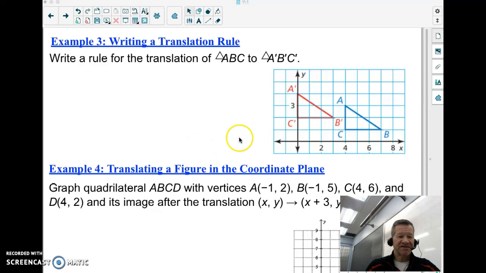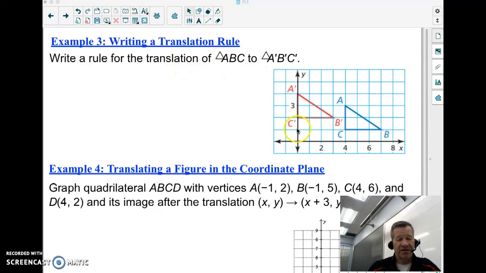All right, I know everybody's excited for example 3 here, writing a translation rule. So we're going to write a rule for the translation of triangle ABC to triangle A prime B prime C prime. Okay, so we talked about what a vector in component form is. What does a rule for the translation look like?